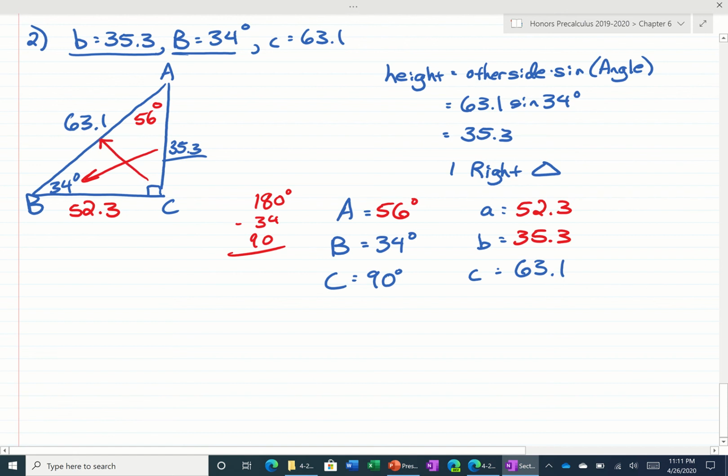A couple more examples to go. And I did have an activity for us where we would be cutting out different sides so you could see this, but I can't see you in person, so anyway.